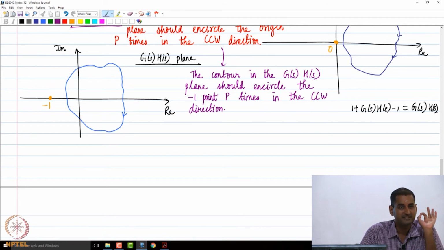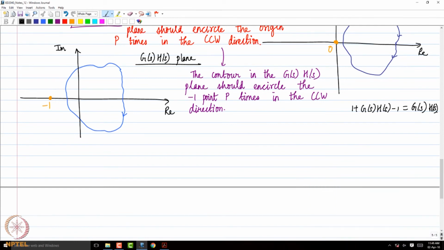Right? Is it clear? Now you are seeing that this contour in the S plane is also very, very special. It's not an arbitrary contour, like the general example of the mapping theorem that we looked at. So if you look at the S plane, what is the contour that we are considering?